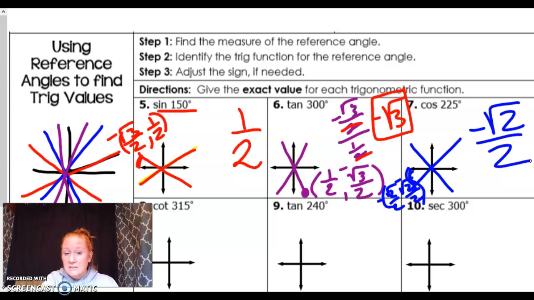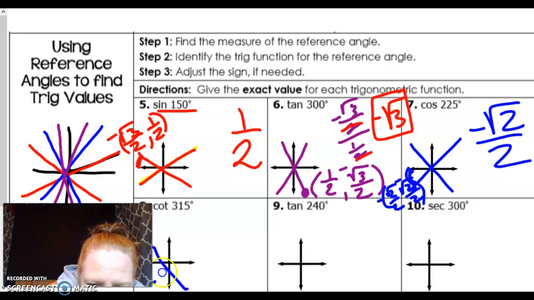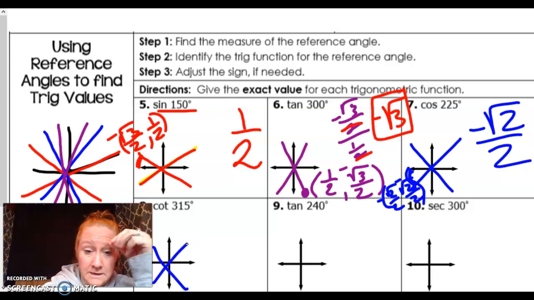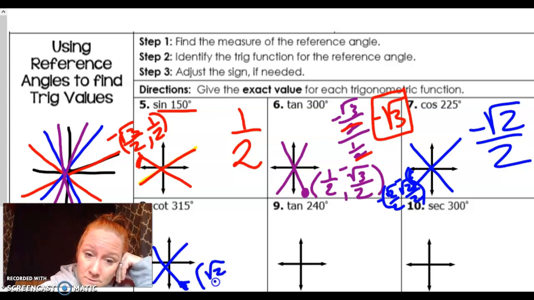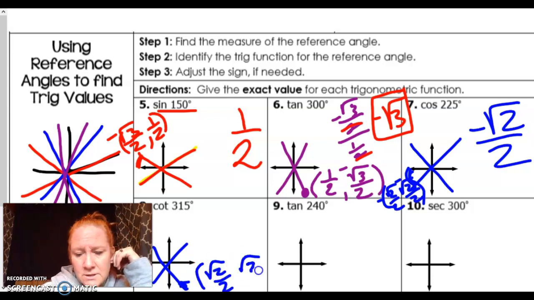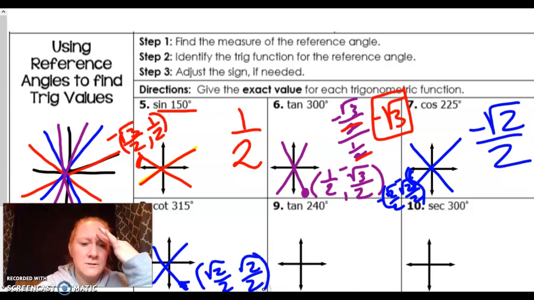All right, cotangent. That's the tangent upside down. So 315. Well, this is 360, so that's a 45. See how perfect that is? Okay, it's this one down here, and that is square root 2/2, square root 2/2. Then I figure out the signs, positive, negative.